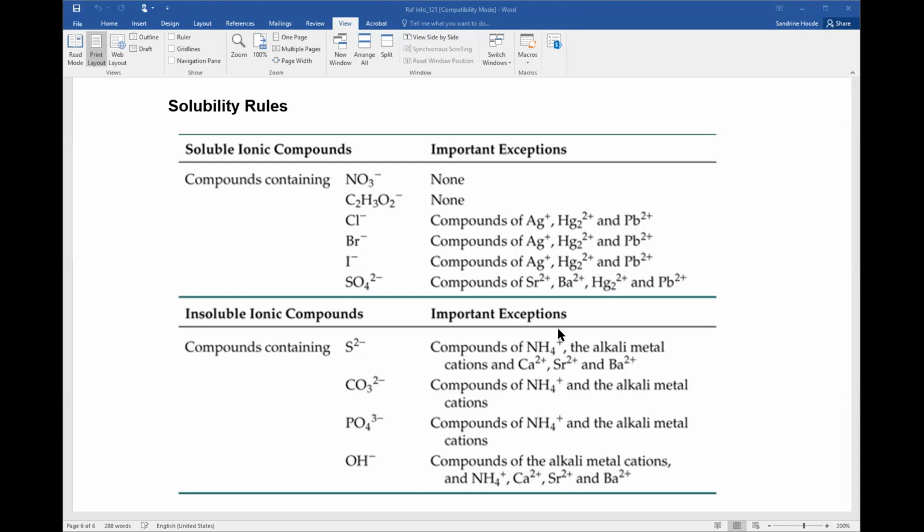But there are also exceptions. And in the exceptions, you will always find the alkali metals, which are the group 1A metals. They always make soluble compounds. Another exception that is always there is ammonium. NH4 plus always makes soluble compounds. So these would be exceptions and would be soluble. So that's to determine the solubility of ionic compounds.